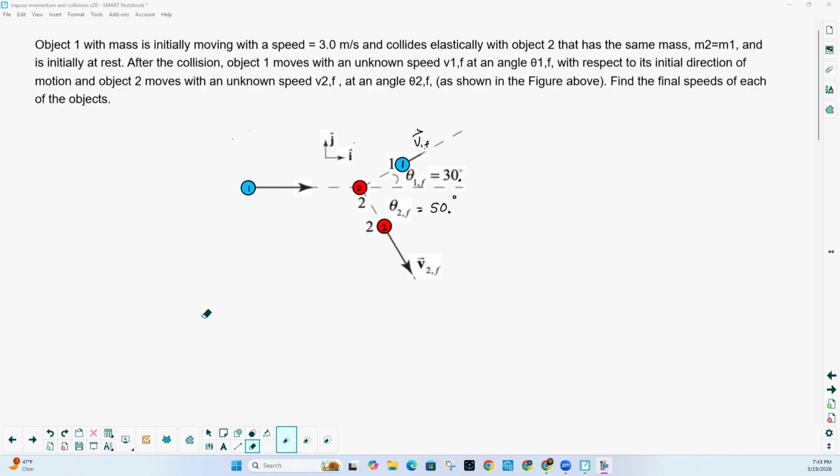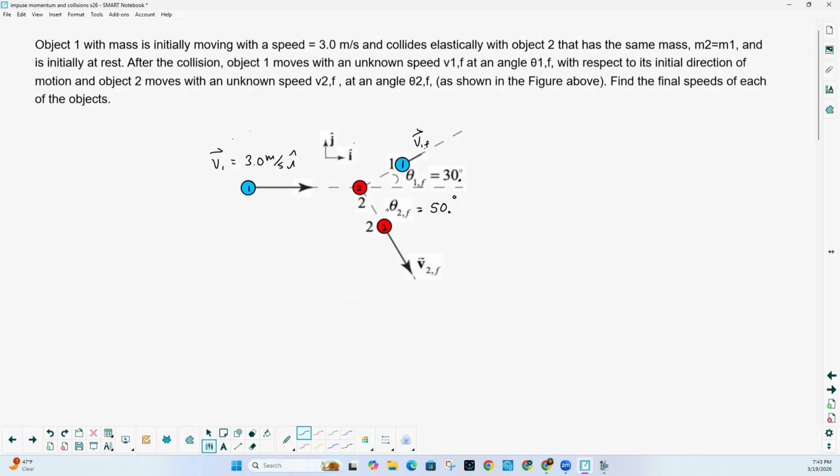So here we have two objects, 1 and 2. I've actually color-coded them, so object 1 is in blue, object 2 is in red. We see that initially object 1 is moving with a speed of 3 meters per second. I'm going to go ahead and write that in. Let me go ahead and get my pen ready. So V1 is going to be 3.0 meters per second. I'm going to give it a direction of i hat.